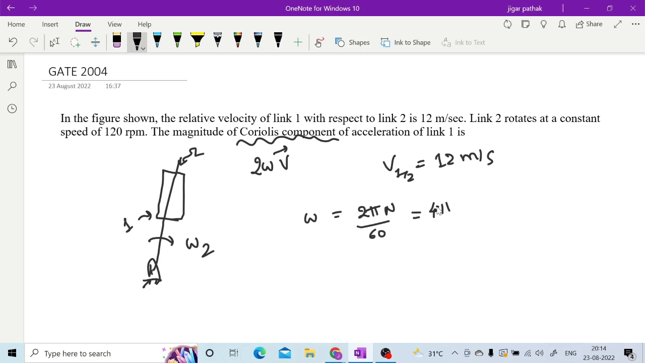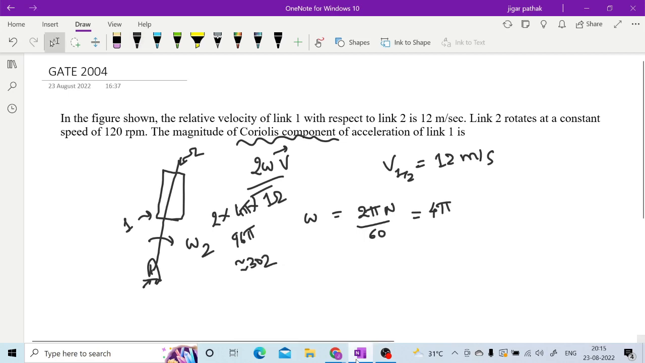Now when you go for this equation, finally the Coriolis component will be 2 into omega, which is 4 pi, into this 12. So it is 96 pi, I guess. So 96 pi will come around 302, as many of you have answered correctly. Sir, the direction of the Coriolis component will be along the tangential direction only.